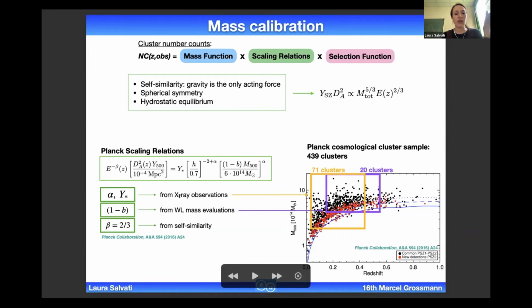So as you can see, for the X-ray observations, we consider just 71 clusters in this mass and redshift range, while for the weak lensing analysis, we consider just 20 clusters here. So one of the first questions that we have to ask is if these subsamples are really representative of the entire cluster sample that we are considering.